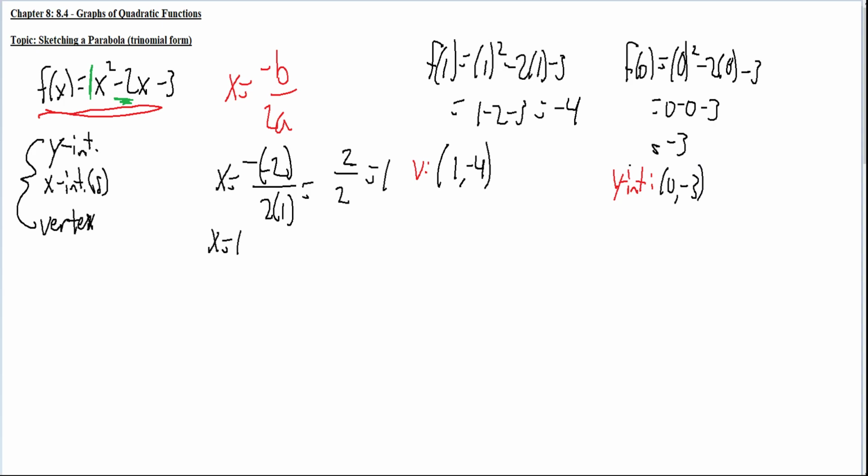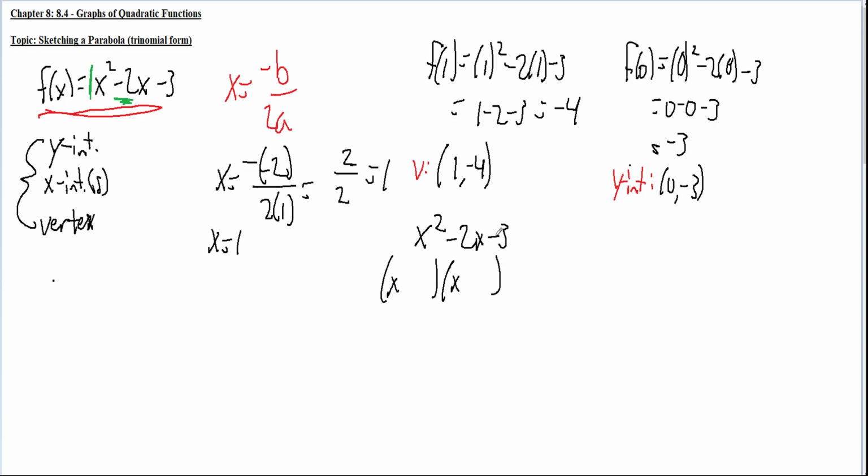Then we need to find our x-intercepts. To do that, we have to take our function and factor it. I'm going to ignore the f of x part real quick so that we can just focus on factoring this. Since it's just x squared, we should have two x's right here. Now what we want to focus on are these last two terms.